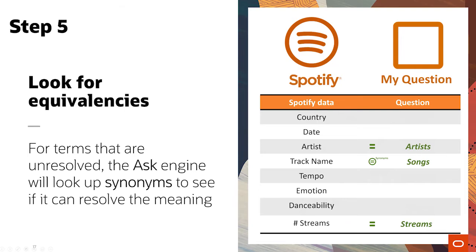So the 5th step in our process is that we look for equivalencies. For orphaned words in your sentence, we look up synonyms for them and see if we can relate them back to the source data.